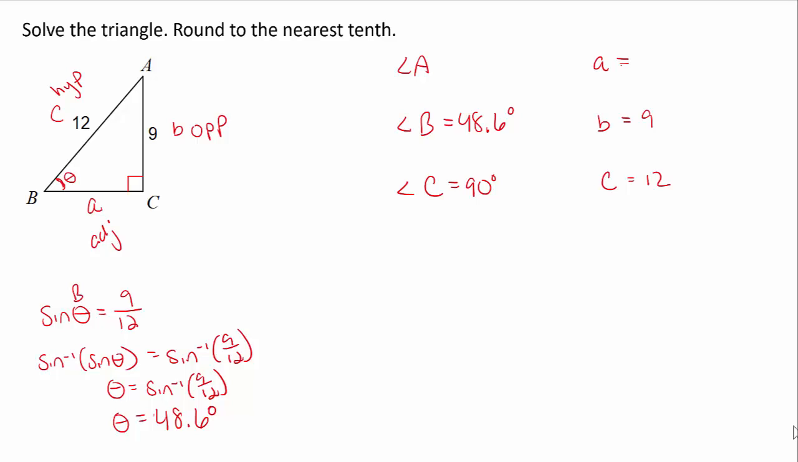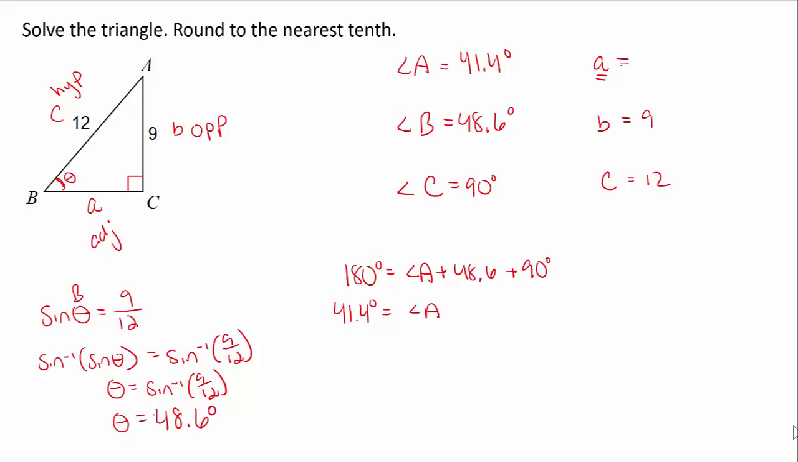Okay, now we talked about this in the last one. I have two of my three angles now, so I can actually find angle A. So I can say 180 degrees in a triangle. So angle A plus angle B, which is 48.6, plus angle C, which is 90 degrees, have to all add up to 180. And then I can solve for angle A, and you all know how to do that. And when you solve for angle A, you actually get 41.4 degrees. Now, we're going to put that up here. We only have one thing left.